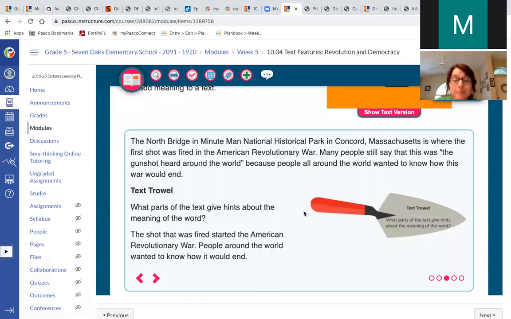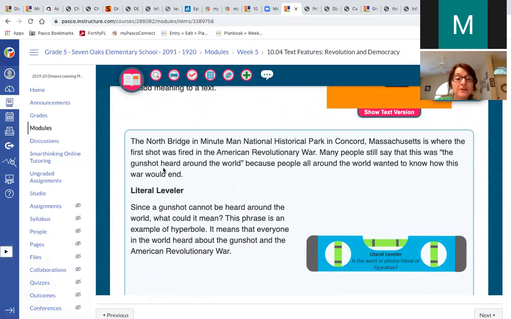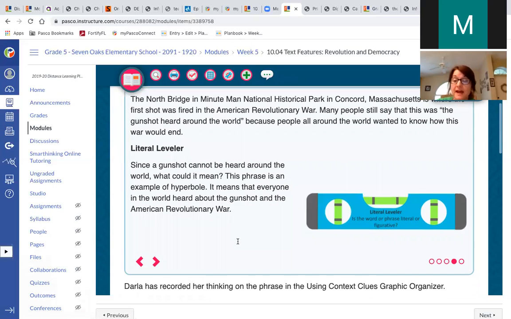That's why you dig deeper to try to find out. All right, so here you're going to look and read through this information, and then they're going to talk to you about a literal leveler. Since a gunshot cannot be heard around the world, what could it mean? Well, this phrase is an example of a hyperbole, okay? So it means that everyone in the world heard about the gunshot and the American Revolutionary War. So that's what it actually means there.